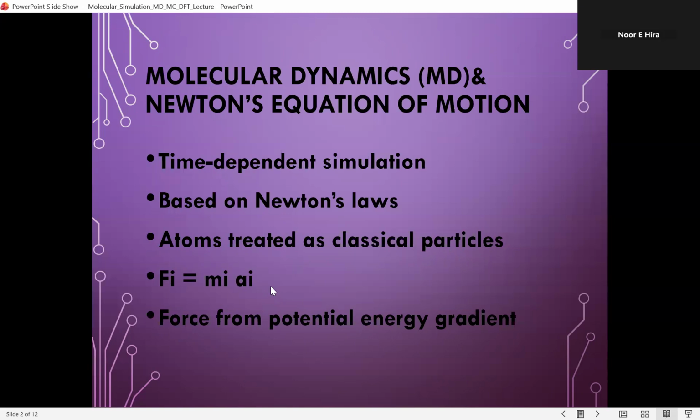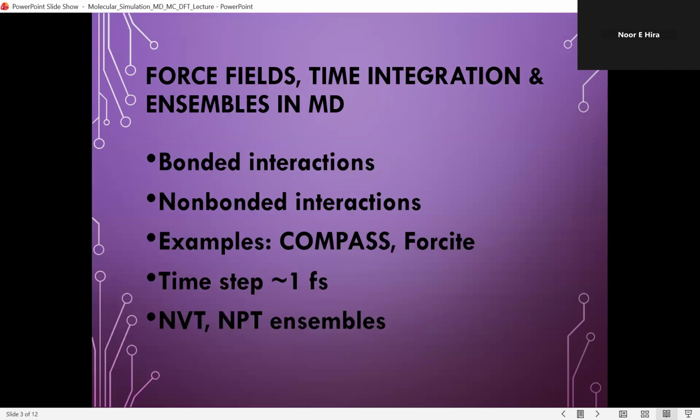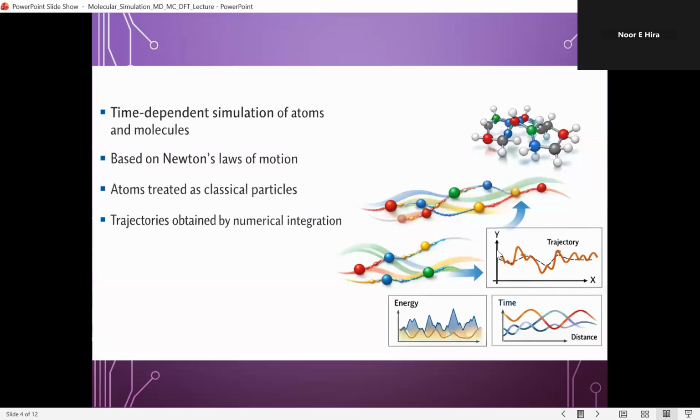its motion over time. In molecular dynamics simulation, atoms are treated as classical particles, meaning quantum effects are not explicitly observed. The force on each atom is calculated from the derivative of the potential energy with respect to atomic position. And once forces are known, atomic trajectories can be computed step by step. If you can see the graph, we plot atomic trajectories.